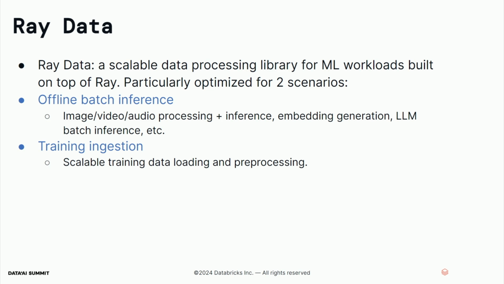We particularly optimize Ray Data for two major scenarios. One is offline batch inference. Typical use cases include, for example, image, video, and audio inference, embedding generation, LLM batch inference, and so on. In our case, this Stable Diffusion offline data pipeline is a typical offline batch inference job. The second scenario is training ingestion. Basically, you can use Ray Data as a more scalable and performant replacement for the Torch or TensorFlow data loader to do the data loading and preprocessing for your training job. We will take a closer look at these parts later.